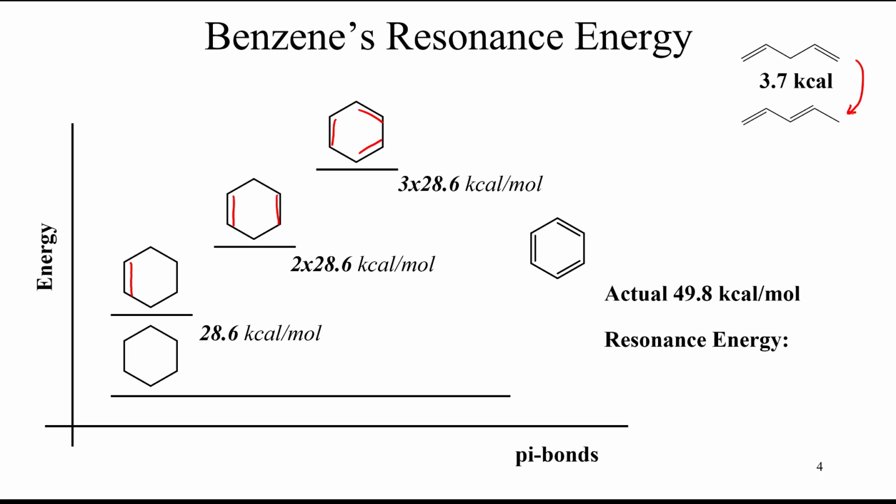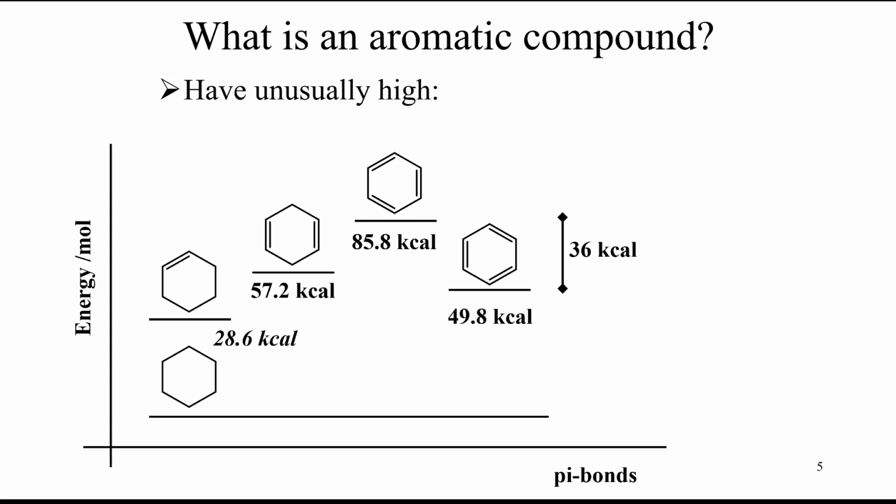So we can predict how much energy would be contained within 3 pi bonds simply by taking 3 times the value of 1 pi bond. So I have 1 pi bond, 2 pi bonds, and 3 pi bonds. And then we actually look at benzene's energy. Benzene is 49.8 kcals per mole. Now, this ends up being a resonance energy, which we'll do the calculation on this slide, where I've summarized those calculations.